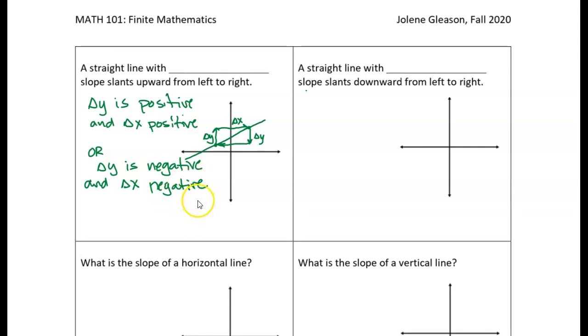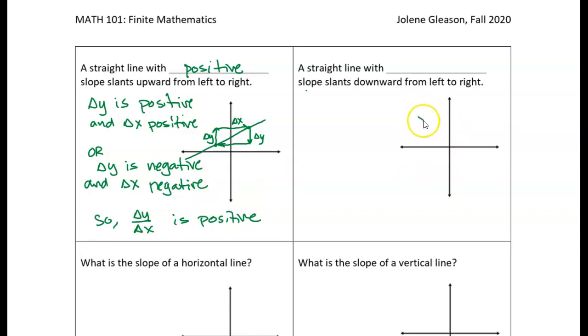So again, if I look at the change in y over change in x, which is slope, a negative over a negative is going to give me a positive. All right. So when I have a line that slants upward from left to right, it has a positive slope, because delta y over delta x is positive. It's either a positive over a positive or a negative over a negative, but either way, I get a positive slope.